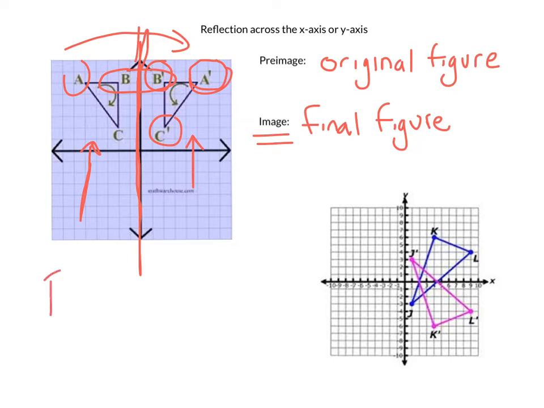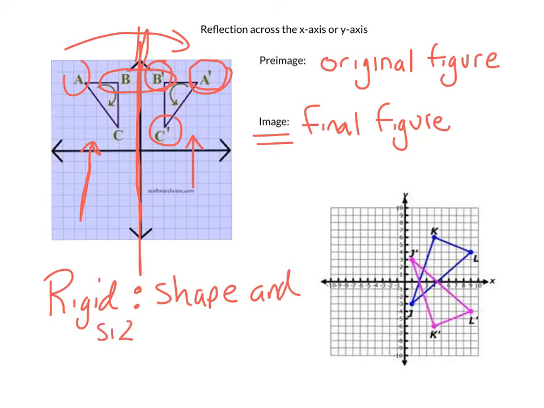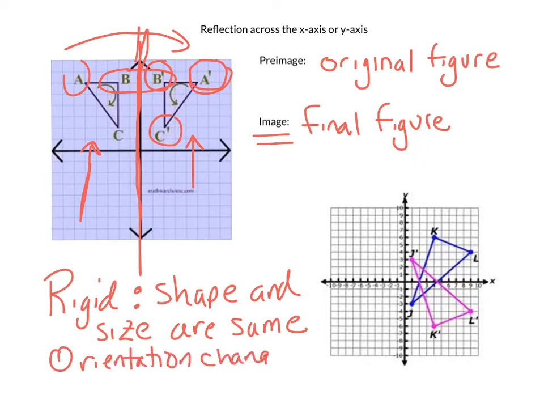This is a rigid transformation. Transformation just means to change, so we've changed the figure. A reflection maintains the same shape and the same size, so the shape and size are the same in the original and in the final figure. The thing that has not stayed the same is the orientation, the way that it's facing. In the pre-image, the hypotenuse is facing down, but in our final figure, it's flipped and facing the other way.